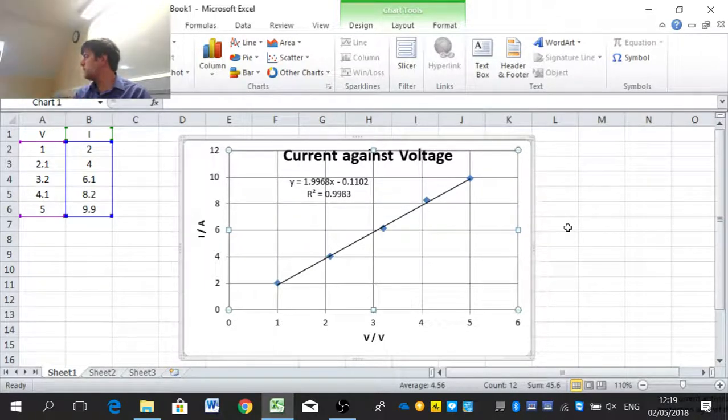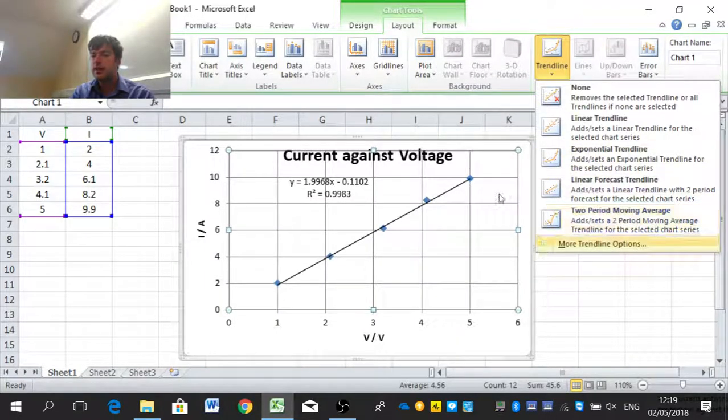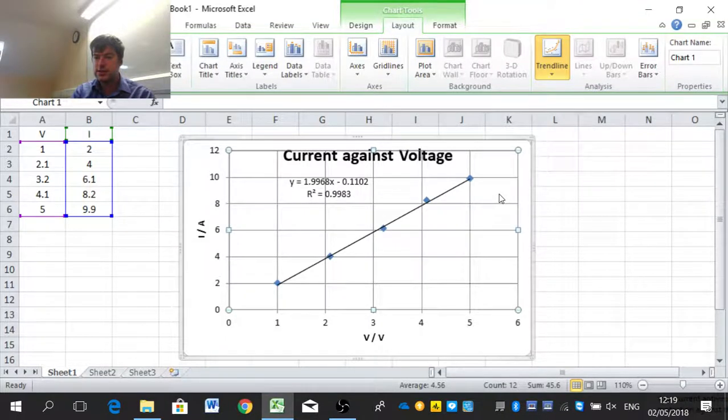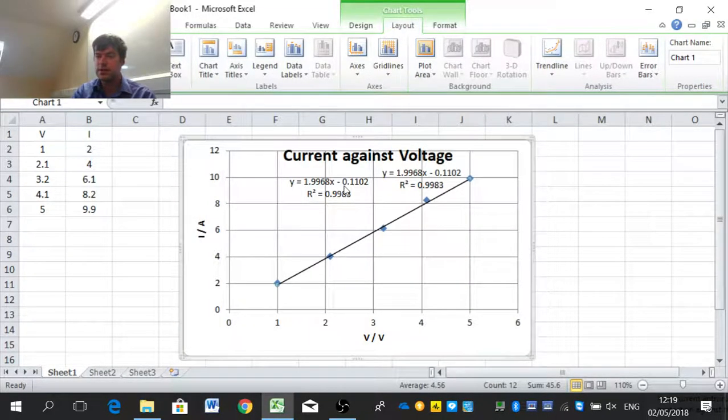Because I need to remove this. What I did was, on this version, it was in layout, trend line, more options. Trend line. And then we have to tick the R squared. It's two boxes down the bottom: equation and R squared. Oh look, I've done it twice now.